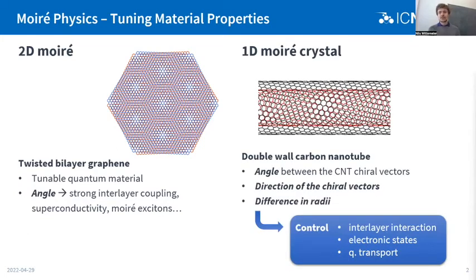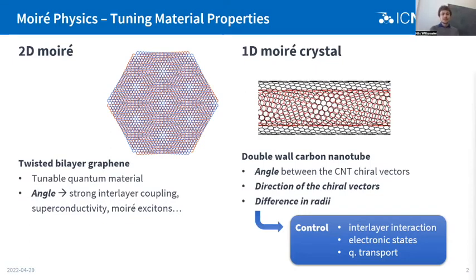Lesser known are the Moiré crystals in 1 dimension, which also exist. And we can find these in layered 1-dimensional systems. And I think a beautiful example of that are double-wall carbon nanotubes, which are in a lot of ways similar to twisted bilayer graphene. They also consist of graphene sheets. They're layered and they're Moiré crystals.